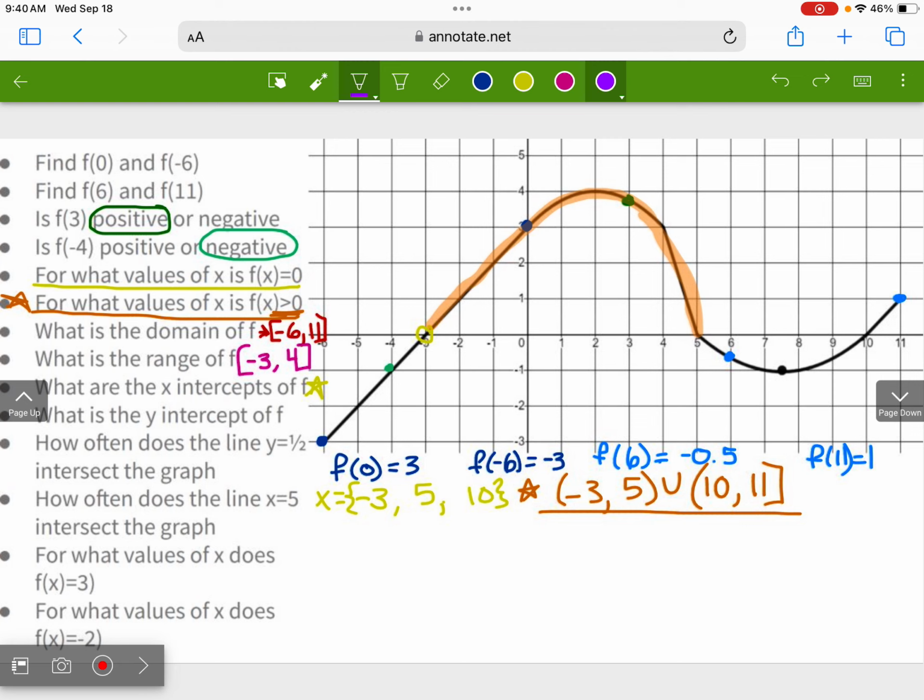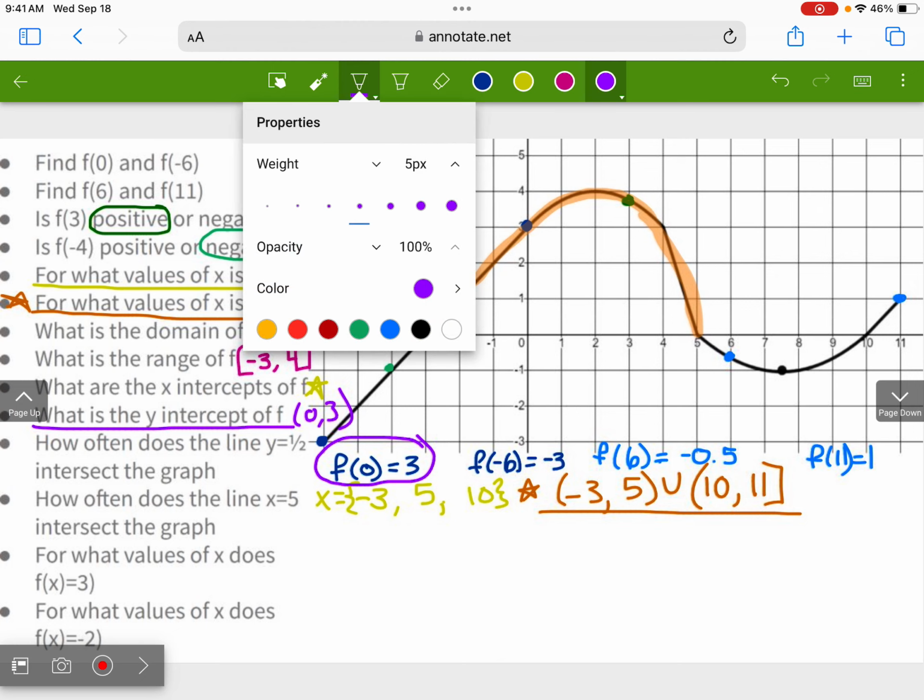All right, lock it back in. We're almost there. Y-intercept of F. What's our y-intercept? 3. It's in fact our f of 0. It's the point 0, comma 3. Correct.